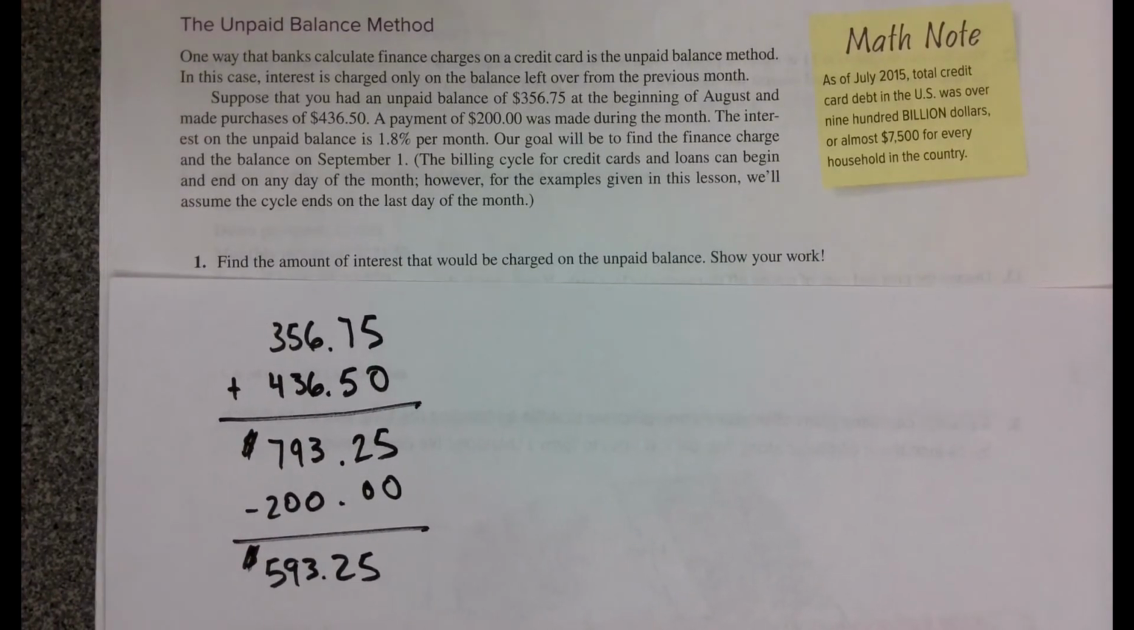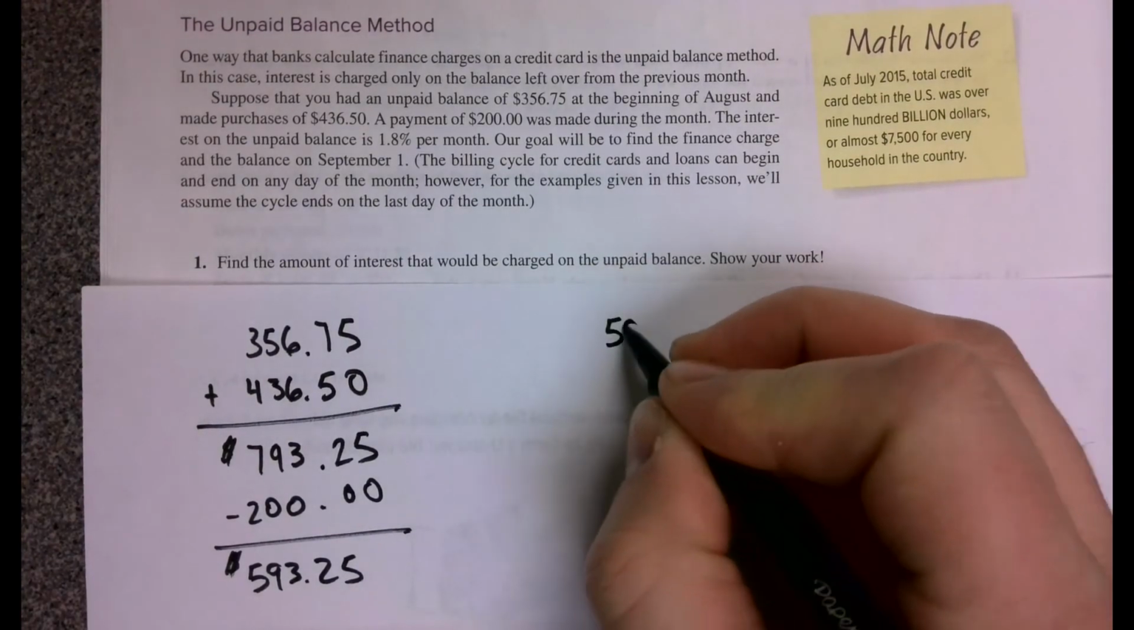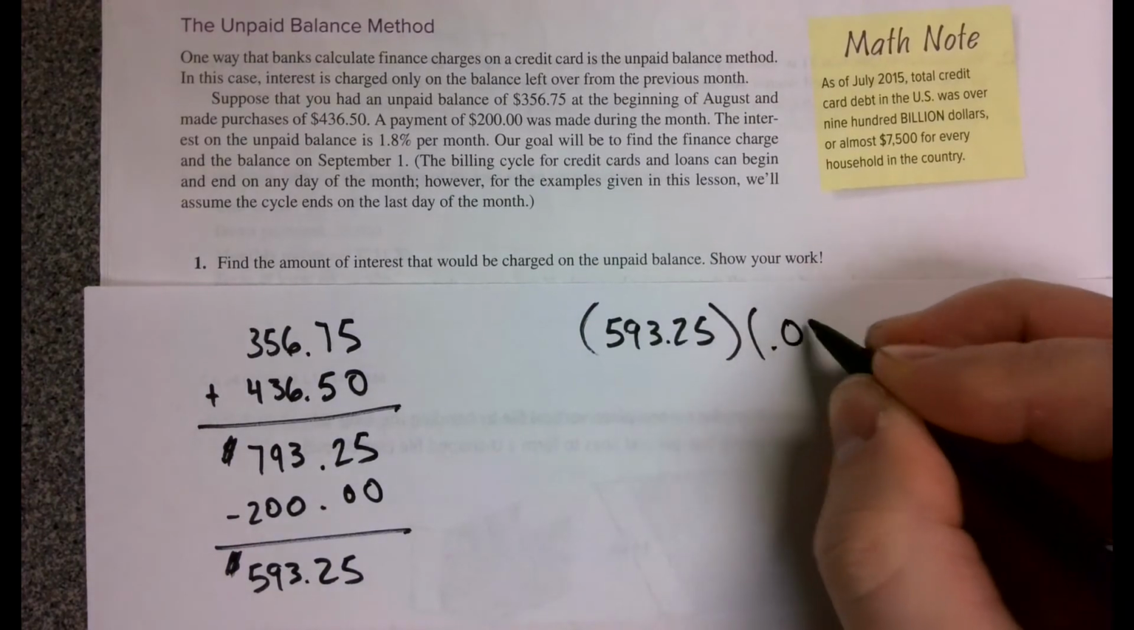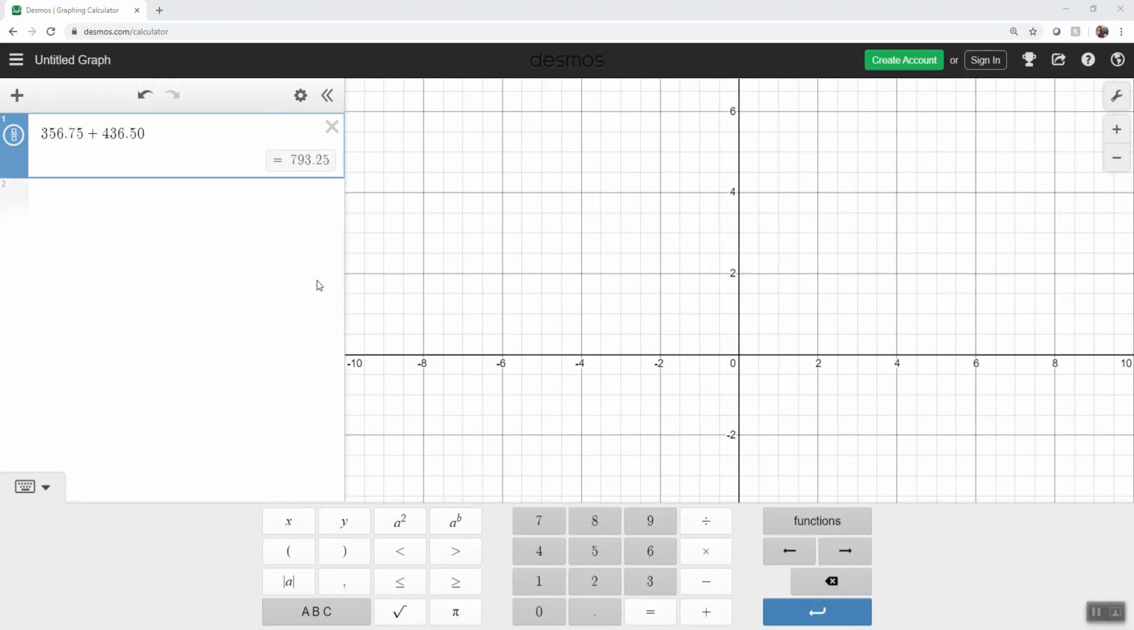This is what we're going to get charged that 1.8% interest on. So there isn't really a formula on this. You just need to remember how to calculate a percent of a value or of a number. So we're going to do 0.018 times this unpaid balance, and that's the fee that a credit card is going to charge us for that month.